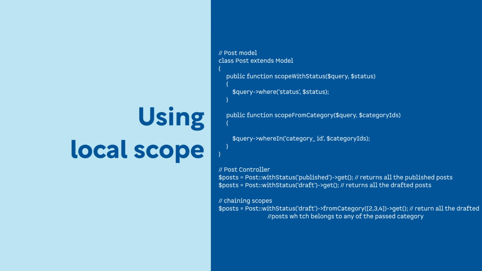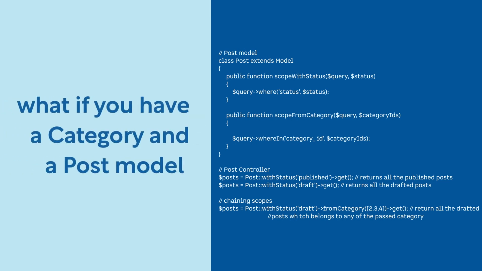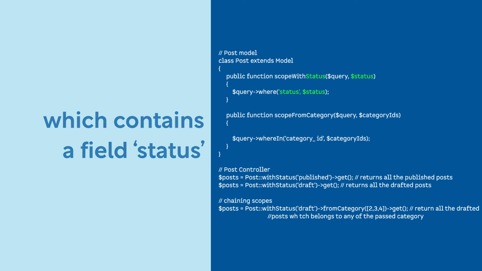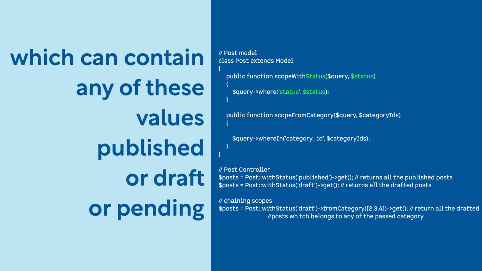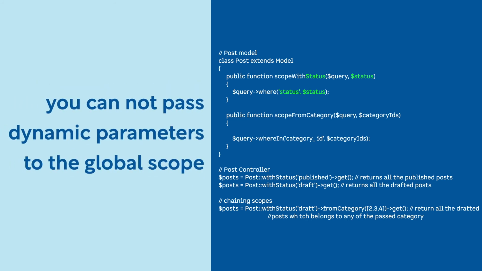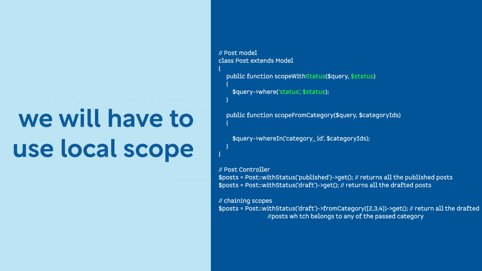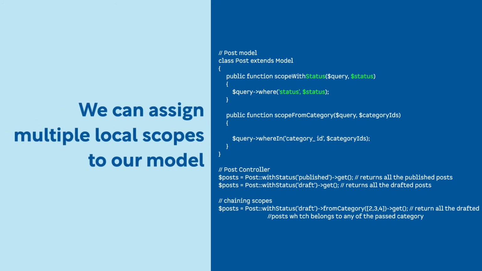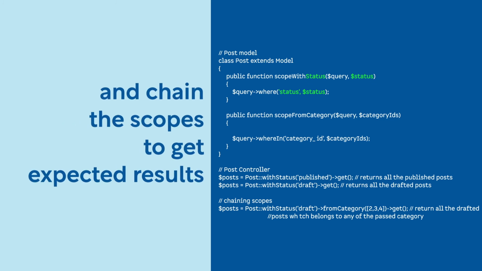Using local scope. Now, what if you have a category and a post model which contains a field status, which can contain any of these values: published or draft or pending? We can solve this by passing a parameter to our scope. But the problem is you cannot pass dynamic parameters to the global scope. So, we will have to use local scope. We can assign multiple local scopes to our model and chain the scopes to get expected results.